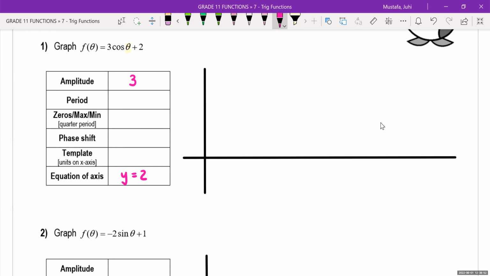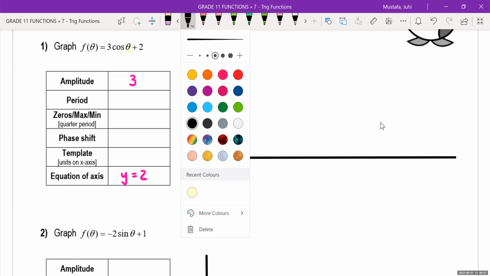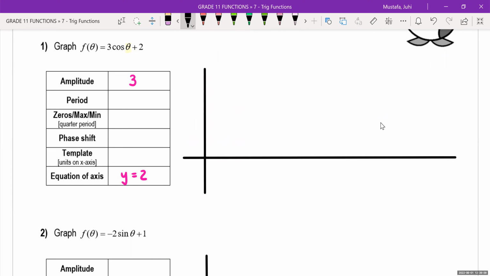That's actually enough information for us to begin the graph, right? Because I always start off with the equation of axis, which is 2. And then an amplitude of 3 means you're going to move up 3 from the 2 and then down 3 from the 2. So let's go ahead and actually start putting in our numbers for our graph. Okay, so we always start at the 0. We need to go at least up to a 5 and at least down to a -1.